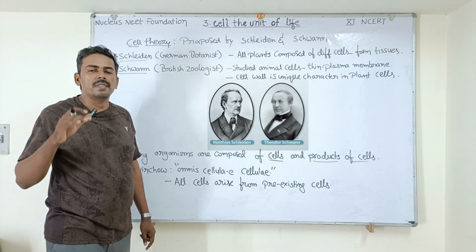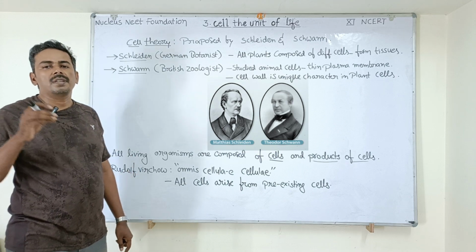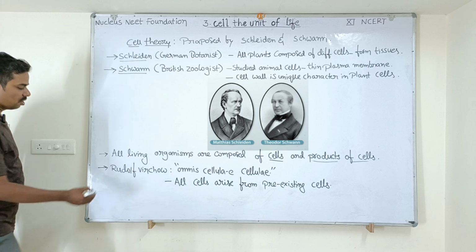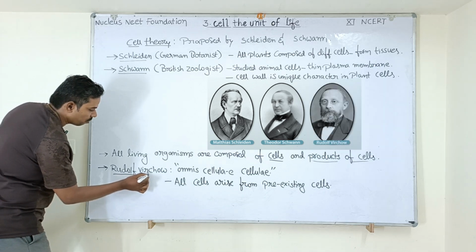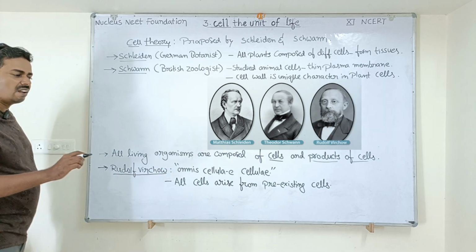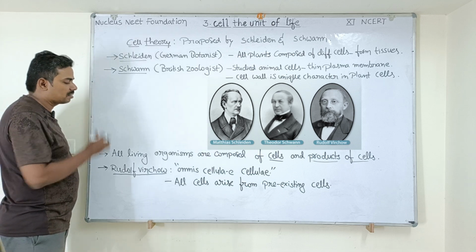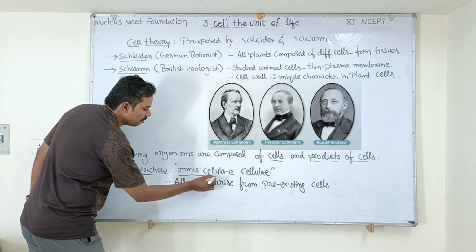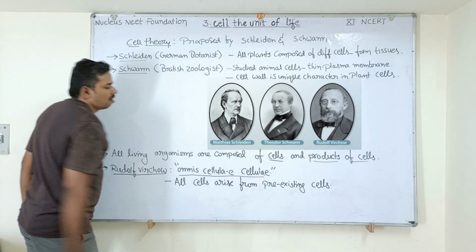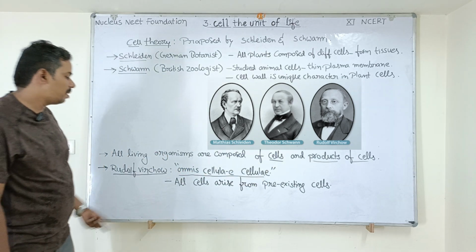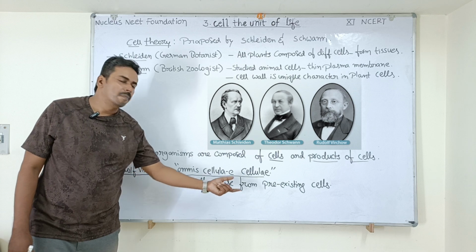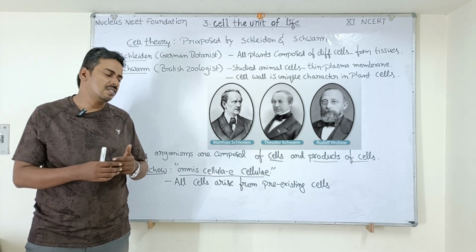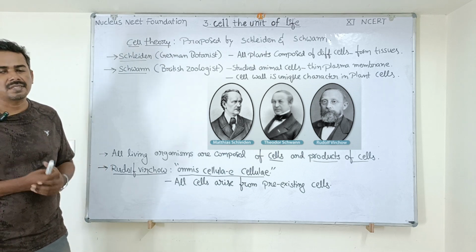नया सेल्स कैसा पैदा होता है, इसके बारे में कुछ भी जानकारी नहीं है इस सेल थ्योरी में. इसीलिए दूसरा साइंटिस्ट Rudolf Virchow, another scientist, he filled this gap which is there in the cell theory, and he added one more line, that is omnis cellula e cellulae. Omnis cellula e cellulae means all cells arise from pre-existing cells. He told that all the cells which are existing, they are formed from the pre-existing cells.